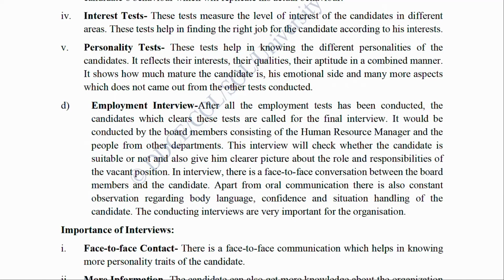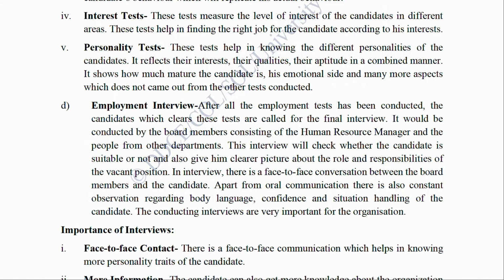Fourth, interest test. These tests measure the level of interest of the candidates in different areas. These tests help in finding the right job for the candidate according to his interest. Fifth, personality test. These tests help in knowing the different personalities of the candidates. It reflects their interest, their qualities, their aptitude in a combined manner. It shows how mature the candidate is, his emotional side, and many more aspects which do not come out from the other tests conducted.